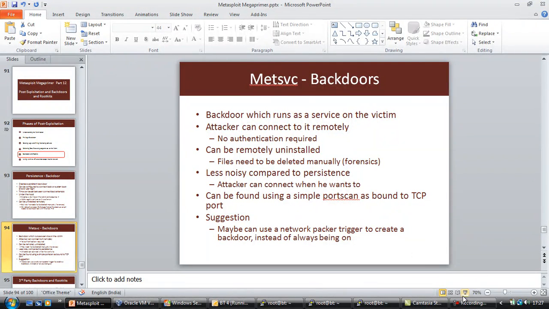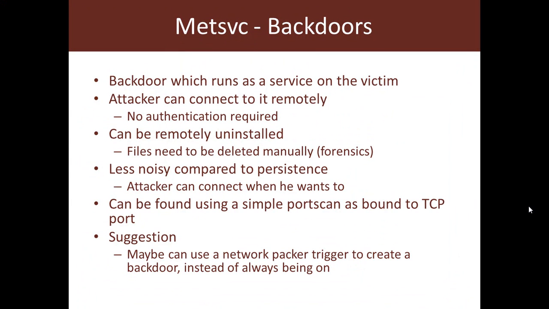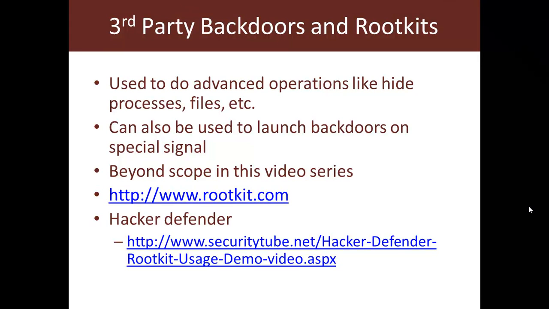Okay, coming back. So these are the 2 backdoors which ship with Metasploit by default. Now you could also install third-party backdoors and rootkits. Rootkits specifically are used to do much more advanced operations like hiding processes and files, and ensuring that, when somebody types in netstat, probably the network connection which the backdoor is using is not shown, the backdoor being bound to 31337 is not shown, etc. Right? Now, discussing rootkits definitely is beyond the scope of this video series, but I would encourage you to visit rootkit.com. Tons of rootkits, sample code, etc.